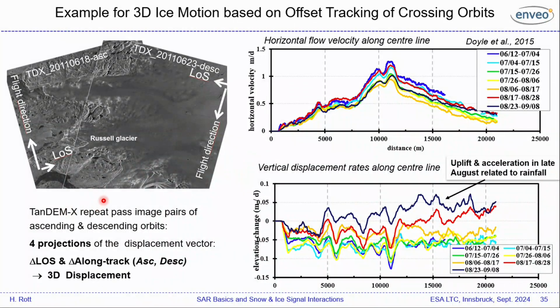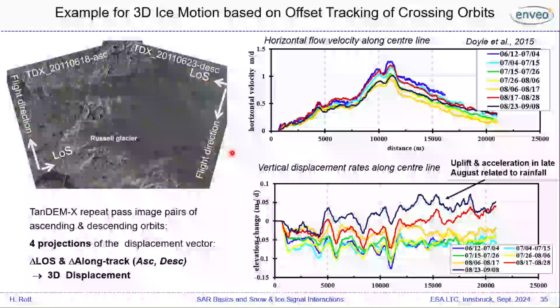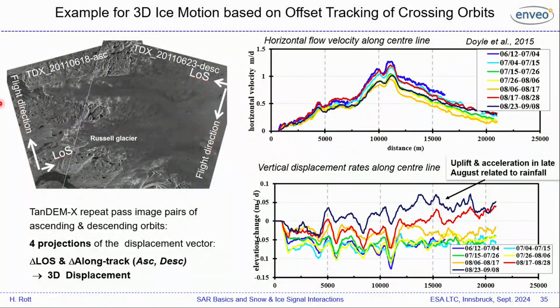Actually, it was TerraSAR-X, but we didn't apply interferometry. It was TerraSAR-X in Greenland, on Russell Glacier and its surroundings. And here you can see a flow profile along the center line. You can see the horizontal velocity was quite high early.